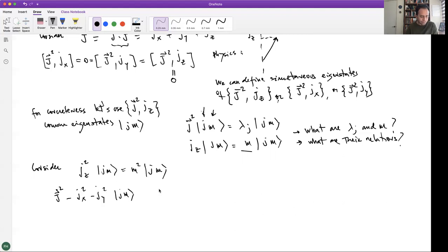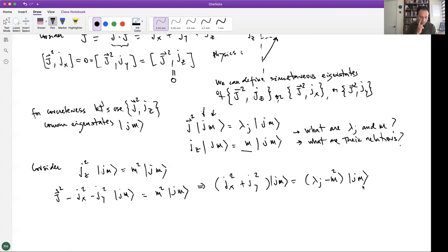on |j m>, and this is equal to m squared |j m>, which means that (Jx squared plus Jy squared) on |j m> is equal to (lambda_j minus m squared) |j m>. So what does this equation tell you? Now, what do we learn from this?